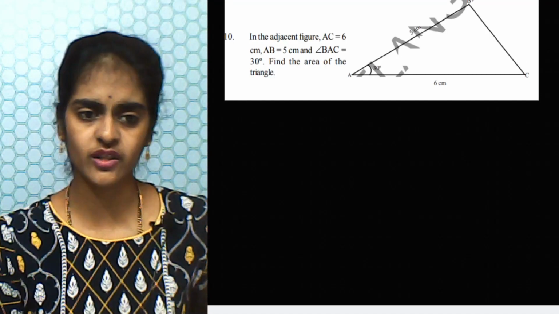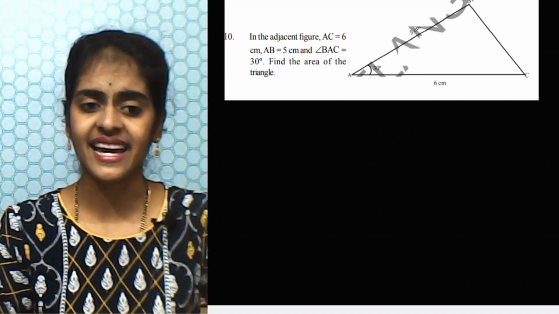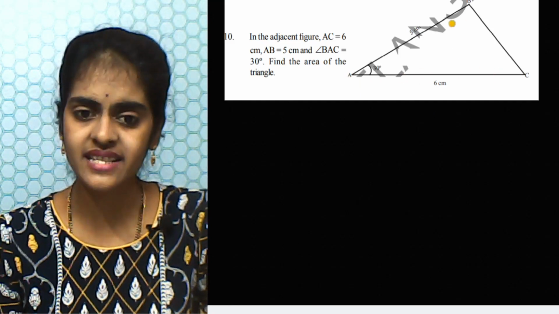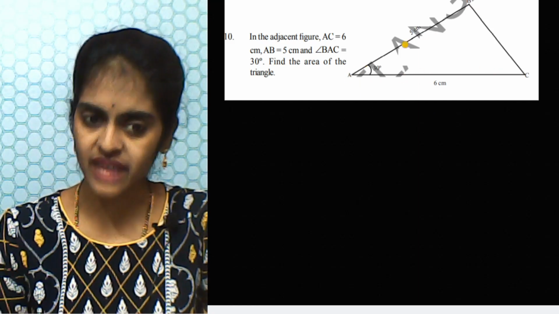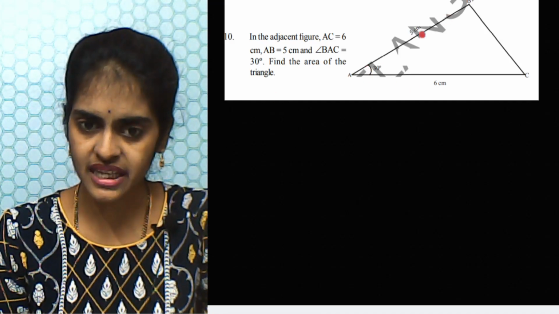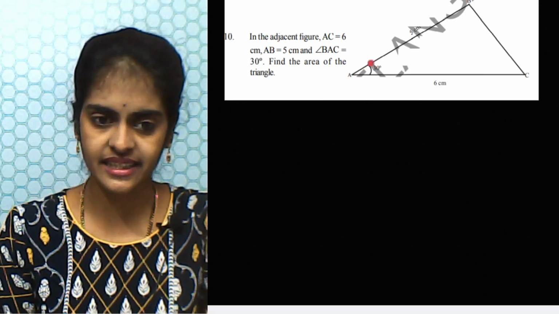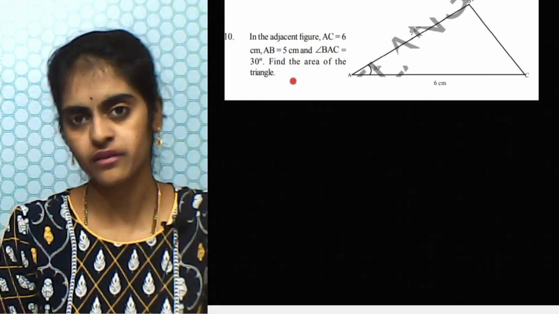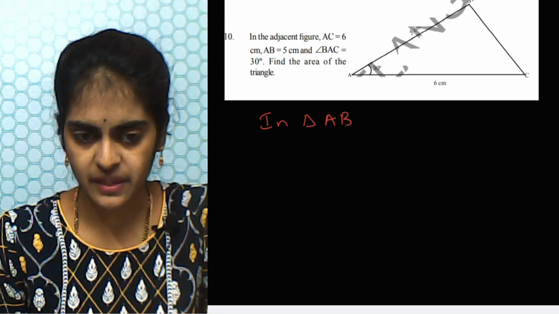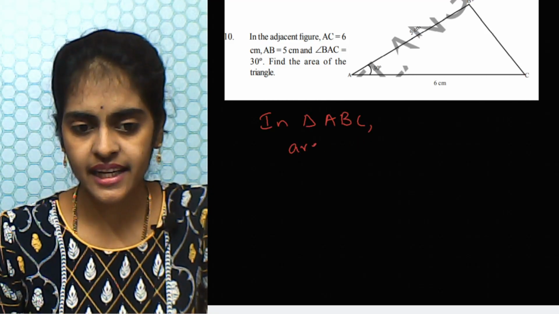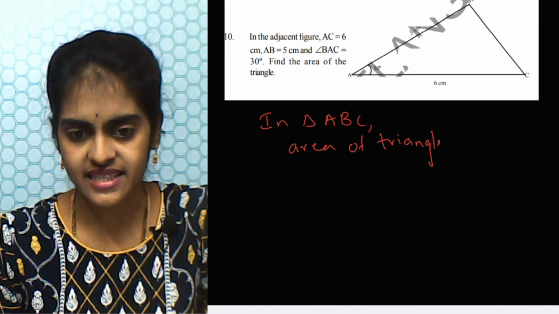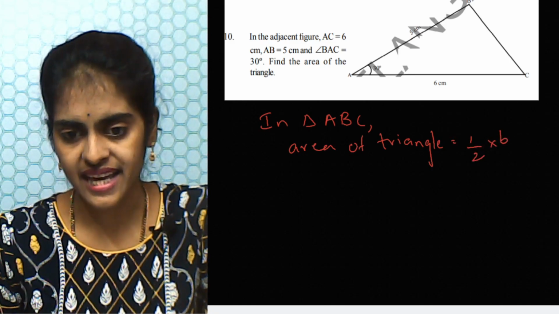So now in this question you can see in the adjacent figure AC is 6 centimeters. This is AC, it is 6 centimeters. This is AB, which is 5 centimeters. This angle is angle BAC, which is 30 degrees. So you have to find the area of the triangle. In triangle ABC, we know the area of a triangle is nothing but half base into height.